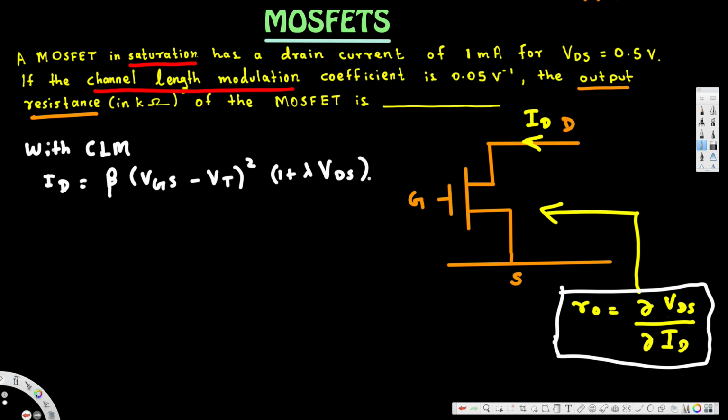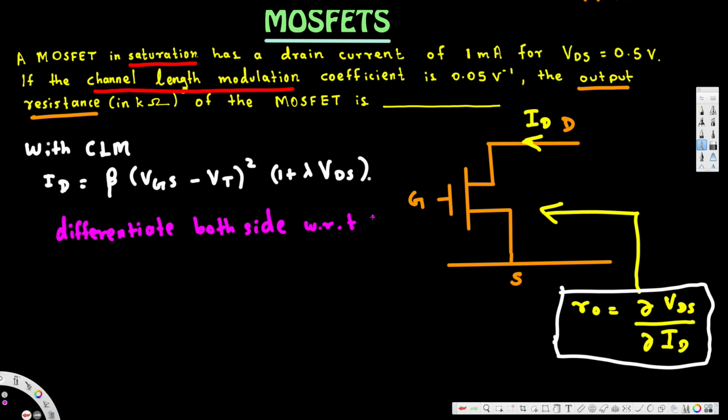Now let's go ahead and take the partial derivative of this one. Here we have to differentiate both sides with respect to VDS, because that's the reciprocal of this one.